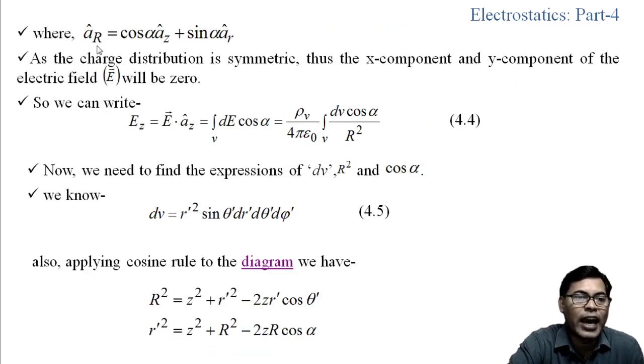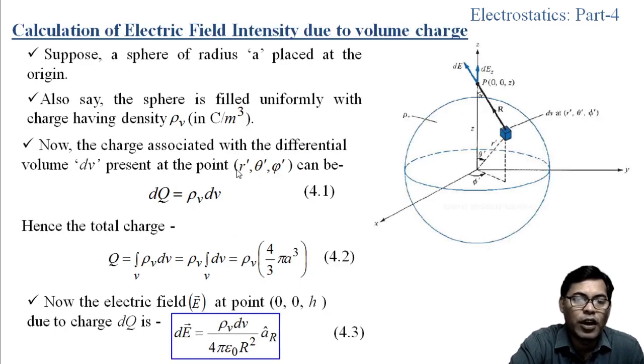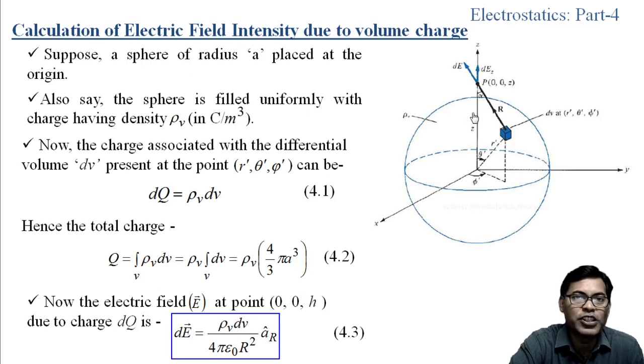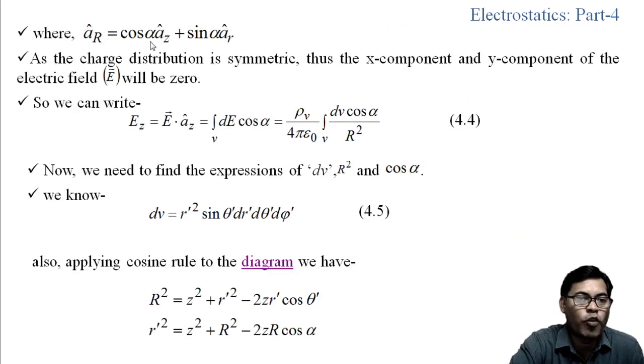Here aR is the unit vector which will be along the direction of R, capital R, and which can be written as cos alpha aZ plus sin alpha aR prime. From the simple geometry we can find out the components of aR, which we will get along the direction of aZ and along the direction of R prime. So, here we will get aR equals to cos alpha aZ plus sin alpha aR prime.